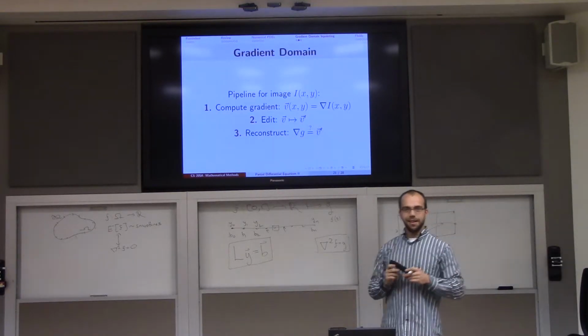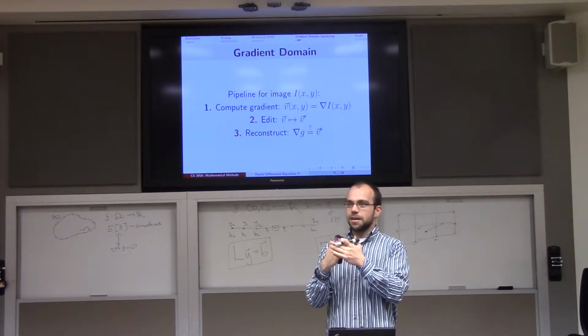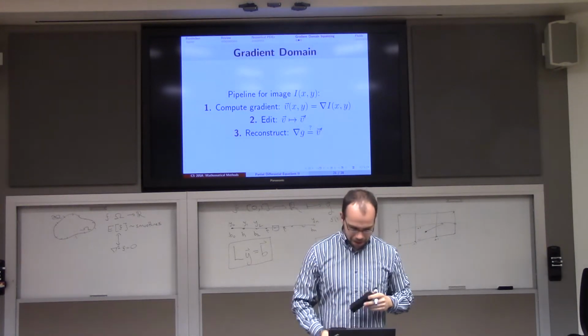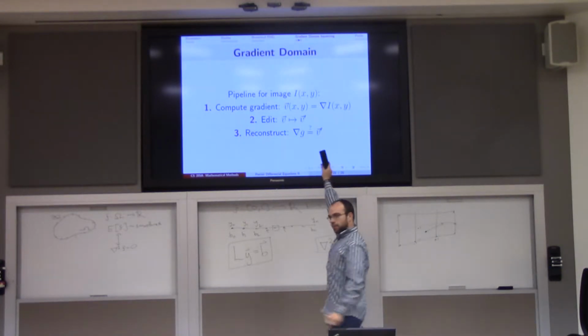So again, if you're at the border between the bear and the water, where is the gradient of the image going to point? It's going to point toward the water, because the bear is dark and the water is light. So now I compute the gradient as a vector field, and I'm going to edit this gradient vector field.